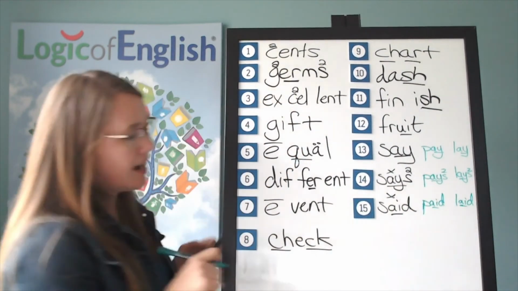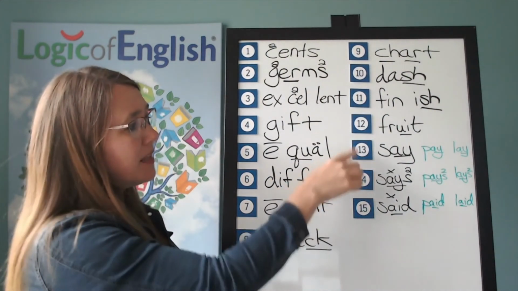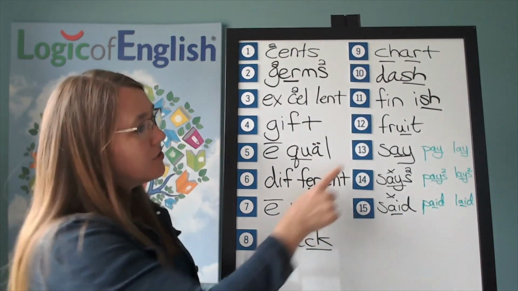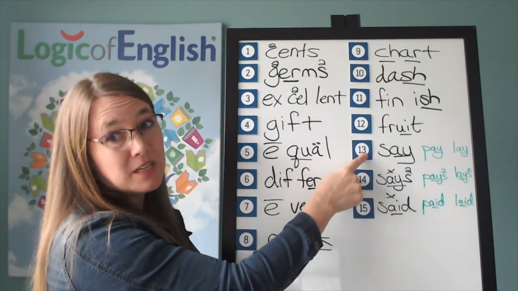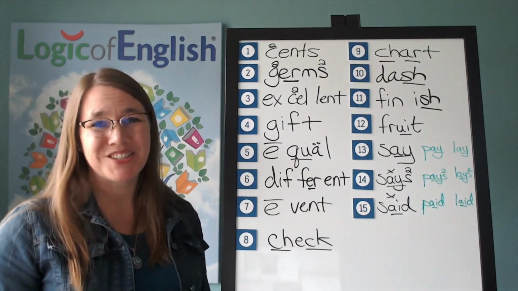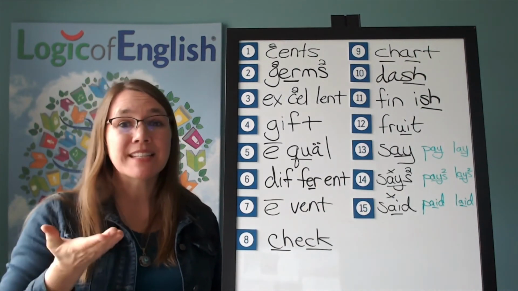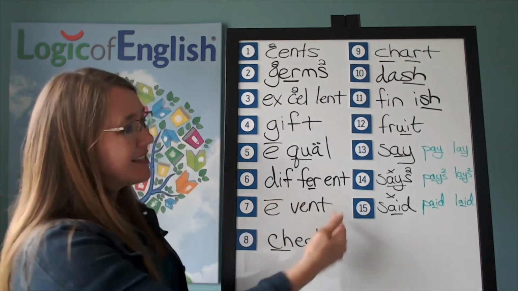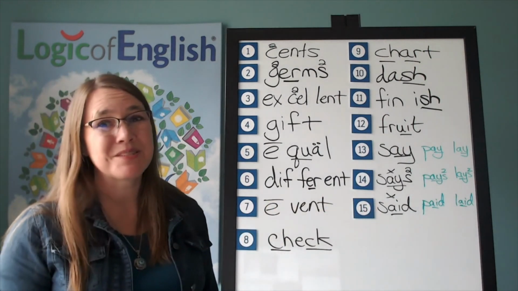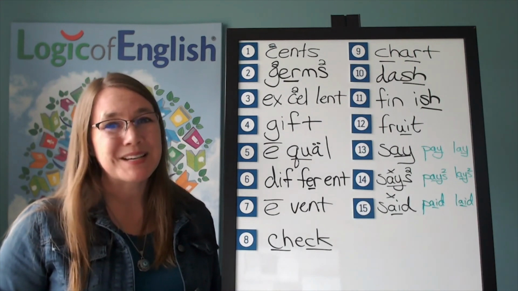So you can see how these are all related in a pattern, and the spelling reflects that, and it also reflects this relationship in meaning between say, says, and said, even though that pronunciation is changed. Once again, English spelling is a balance of sound and meaning, and here we see that balance tipping towards the meaning in these words. I hope this helps you understand a bit more about the logic of English.